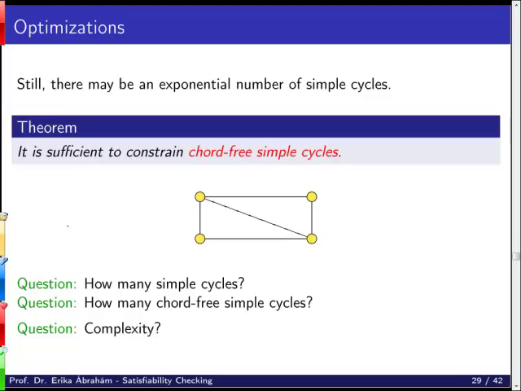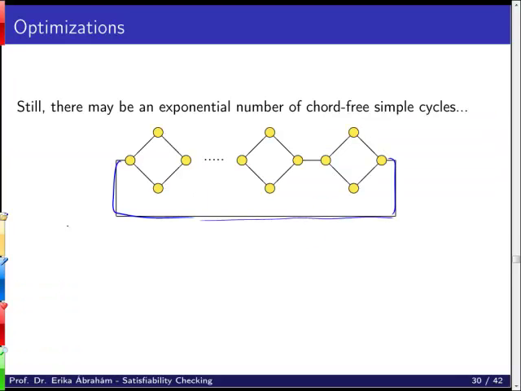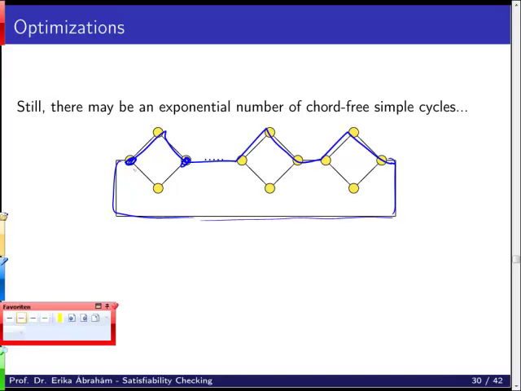But still, there are exponentially many, as you see in this example, because all of these are chord free. So if I go this way, then there is a connection between these two, namely going the other way around down, but this is not a shortening. This is not just one edge, but two edges, like the up way. So all these 2 to the n cycles are simple, with no repeated nodes, and they are all chord free.